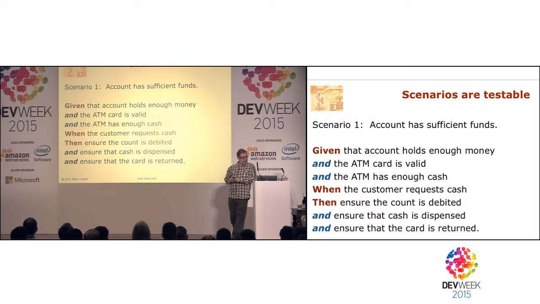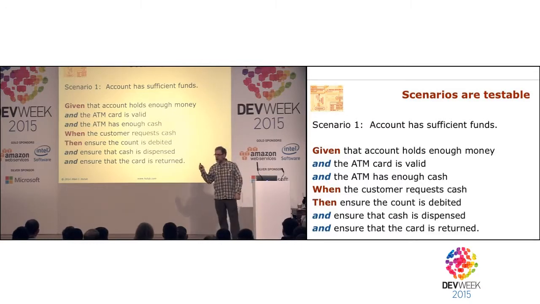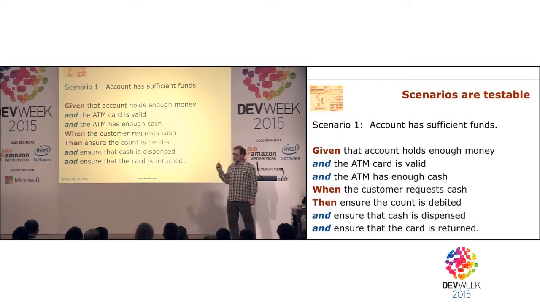So Dan, in BDD in general, suggests this kind of form. Right? We're testing to see, for example, that an account has sufficient funds. So given this and this and this, when this occurs, I want to see this result. Then I should see this result. But again, this is focused on the story. And whether you have these chunks right is something that your users can tell you.